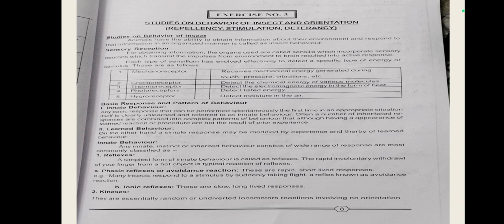Sensory reception. For obtaining information, the organs used are called sensilla, which incorporate sensory neurons that transmit the impulses from the environment to the brain, resulting in an active response. Each type of sensillum has evolved to detect a specific type of energy or stimulus. Those are as follows: mechanoreceptors receive mechanical energy generated during touch, pressure, and vibrations.